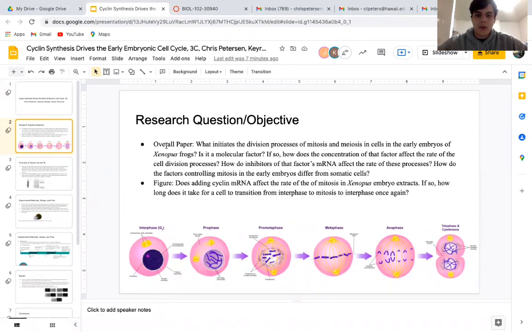Also, another important thing to consider is how inhibitors of the mRNA, which of course serve as a basis for protein synthesis, affect the rate of the processes. And also, how do factors controlling mitosis in early embryo extracts differ from other parts of the body, such as the somatic areas with somatic cells? However, in the figure, it's much simpler, obviously: does adding cyclin mRNA affect the rate of mitosis in Xenopus embryo extracts? If so, how long does it take for a cell to transition from interphase to mitosis and then revert back to interphase?